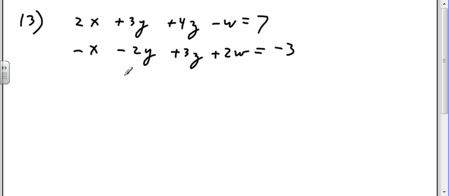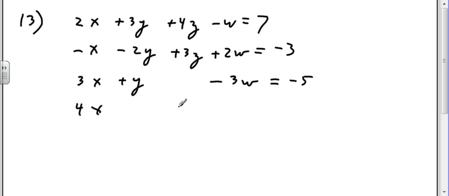Minus 3x plus y minus 3w minus 5, 4x, 2z, 5w minus 19. Now, this is 4 equations, 4 unknowns.